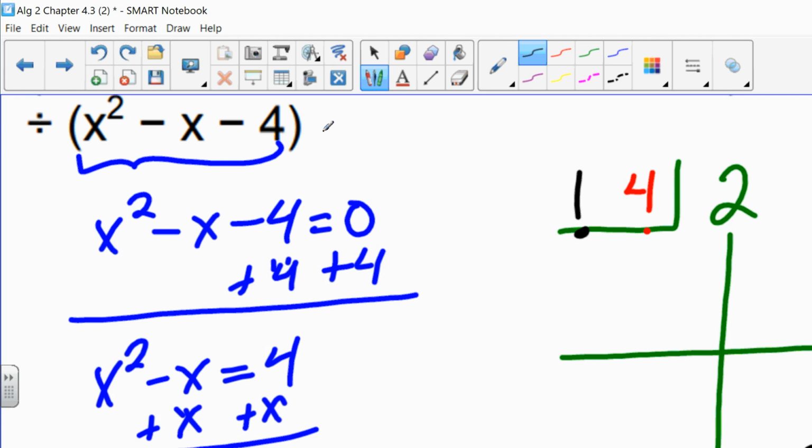Now we do it again. We do 1 times negative 4, which is negative 4. And then we'll do 4 times negative 4, which is negative 16. And then again, we're going to add straight down. 10 plus negative 4 is 6. 10 plus negative 16 is negative 6.